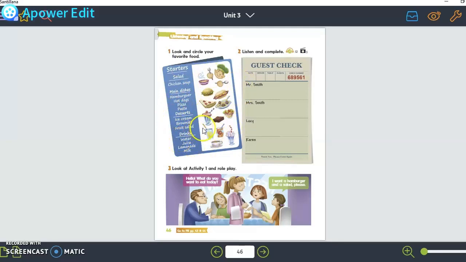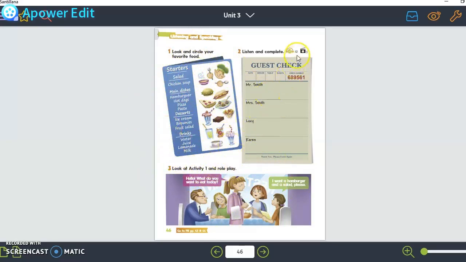Well, what are you gonna do? Let's circle your favorite food. You can practice. We are gonna jump at this because I want to explain this. Look at activity one and role play. Hello, what do you want to eat today? I want a hamburger and a salad, please. When you go to a restaurant, you have to know how you are gonna say what you want. What do you want to eat?